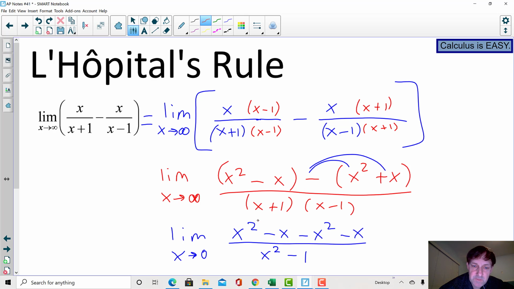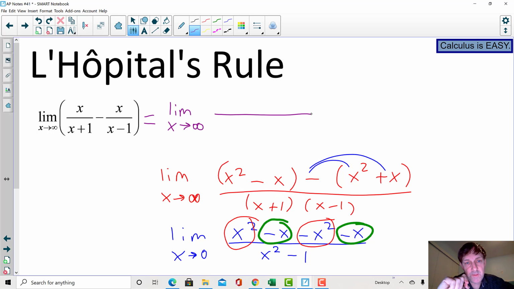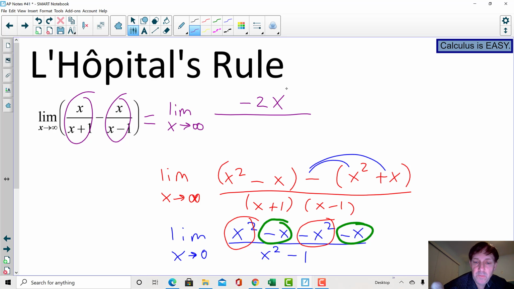Now I want you to notice that the x squared is going to cancel with the minus x squared. So the top just becomes -2x. We have a -x minus x, so that's -2x. So again, this is just the pre-calculus part, but we are just rewriting this. So this fraction minus this fraction is just going to simplify to give us a -2x over x squared minus 1. And I'm going to erase that stuff at the bottom.